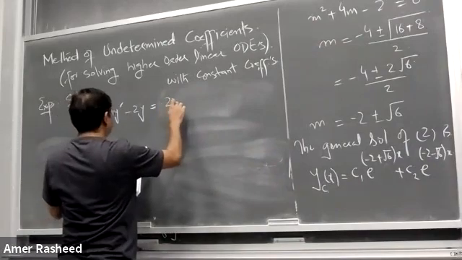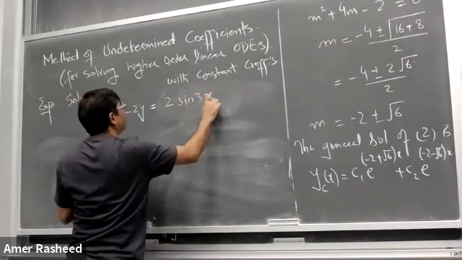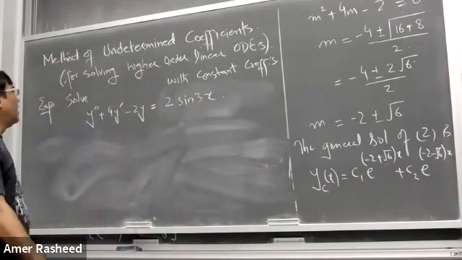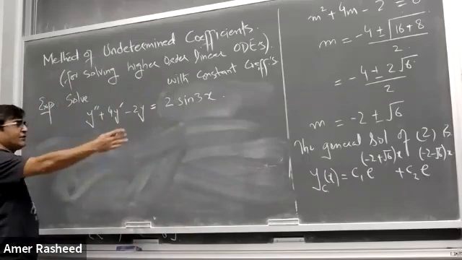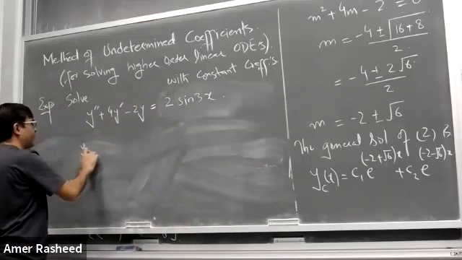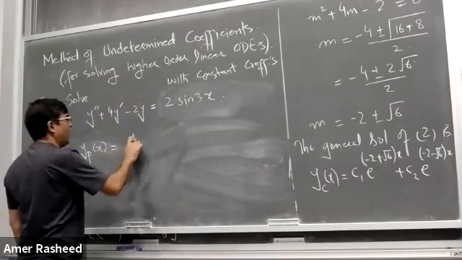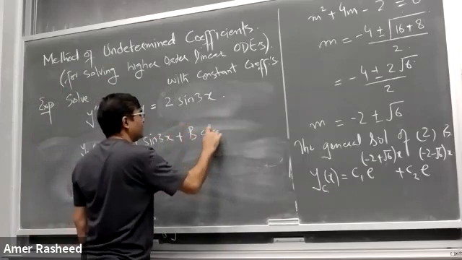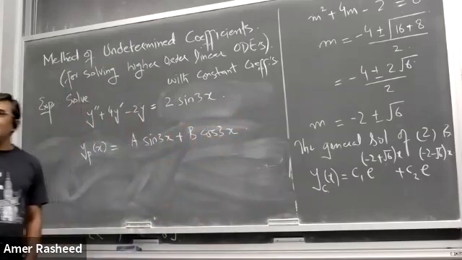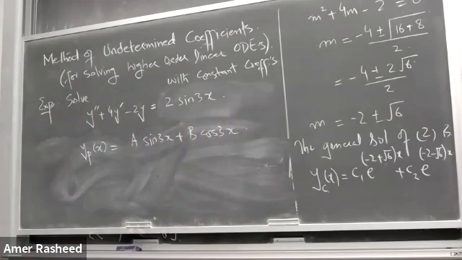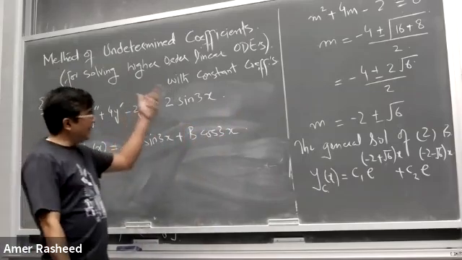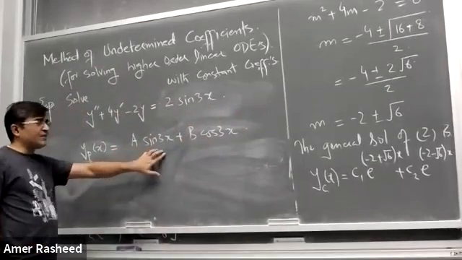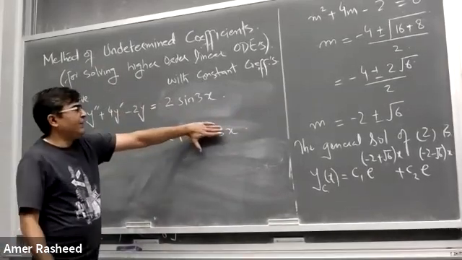For example, the right-hand side is 2 sine 3x. Then we assume the particular solution y_p of x as a constant times sine 3x plus another constant times cos 3x. Why do we assume sine 3x plus another constant cos 3x? Because if we assume sine 3x only, there will be no cos 3x.